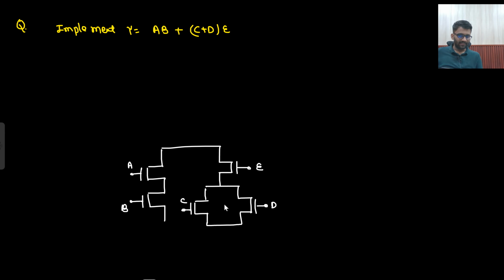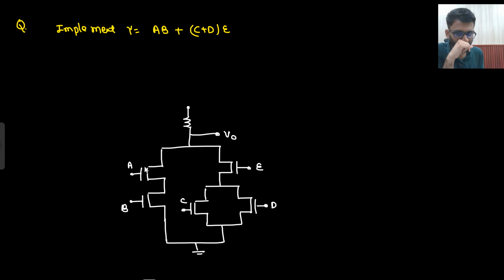Are you getting this point? C plus D into E plus A into B. That's it, right? And above you need to make your PMOS logic. I am just using a resistor. You can make the PMOS logic on your own. How will you make it? A and B in parallel, in series with C and D in series, parallel to E.